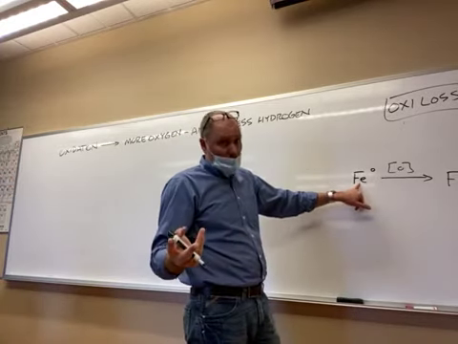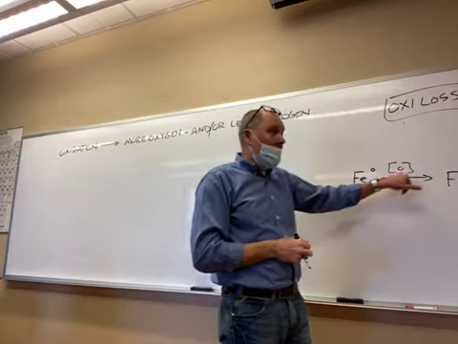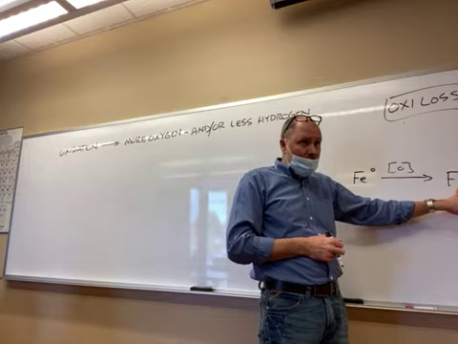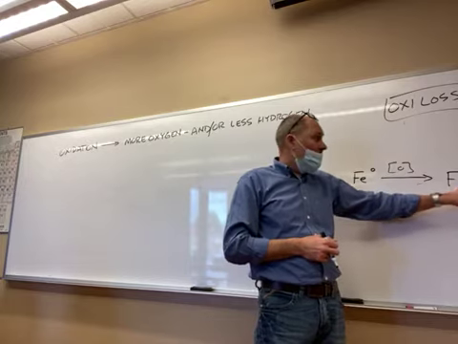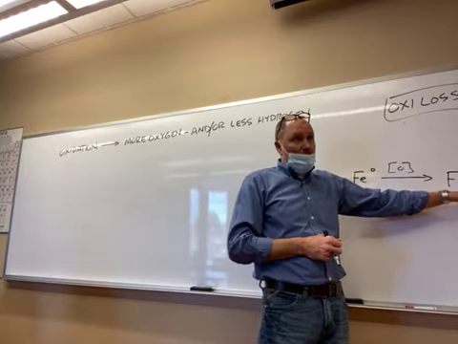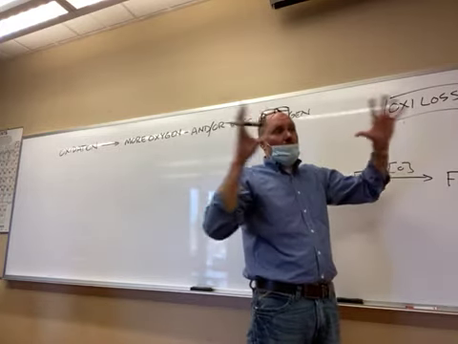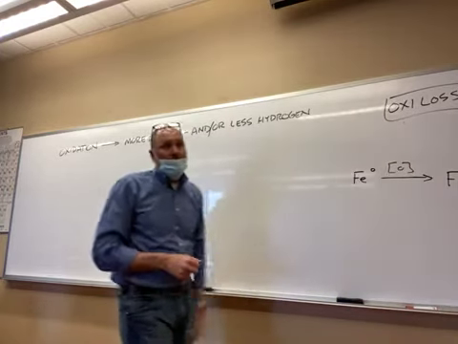Iron had its 2 valence electrons. Oxygen said, nope, I got them. So it lost those electrons. So iron has been oxidized. Oxygen has been reduced. So oxy loss was more of a general overview of oxidation.